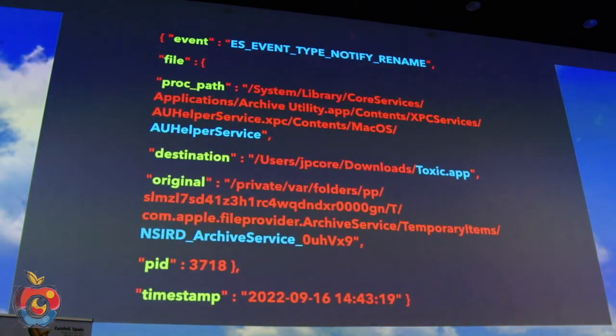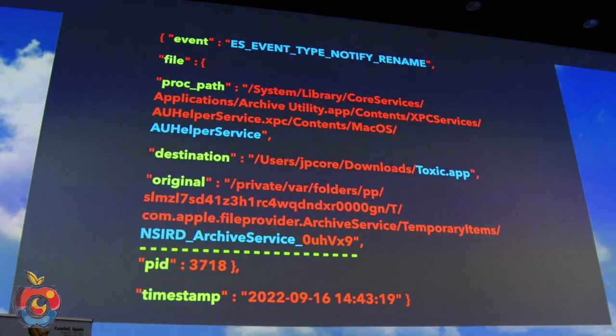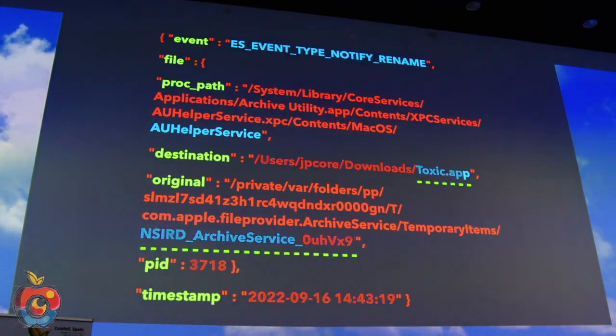Looking at the raw ES data for a rename event, we see in our crafted exploit for the application named toxic.app, the original path has a last path component beginning with NSIRD archive services, and our destination path has a last path extension of app, indicating an application is being extracted.